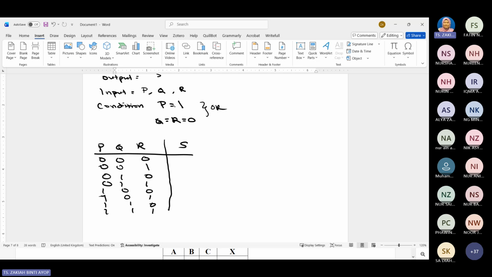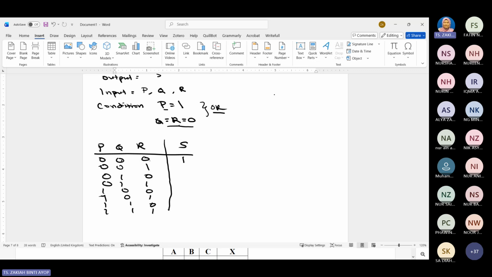Now, look at the condition. For each of the combinations, we look at the condition. Does it match or not? Now here it says that P is 0. So this one does not match. It should be P is equal to 1. Now, let's look at the Q and R. Here it says Q and R must be equal to 0. So Q and R is 0. And the condition is OR, which can be met as OR. Means that S will become 1.